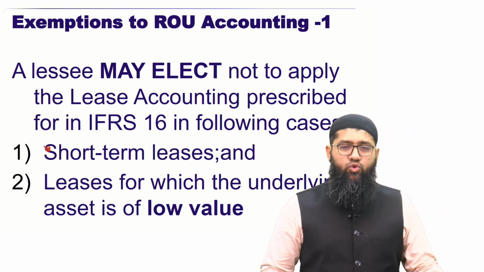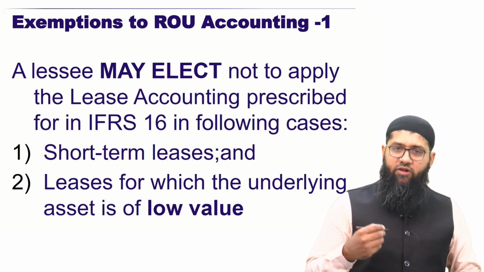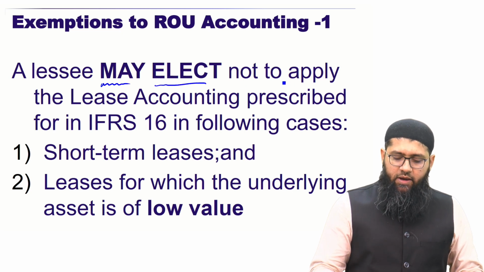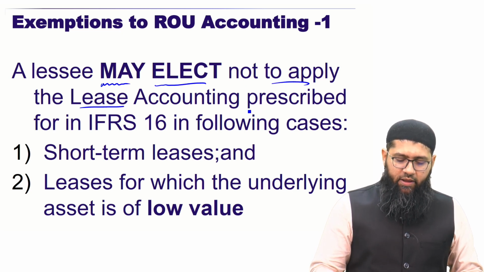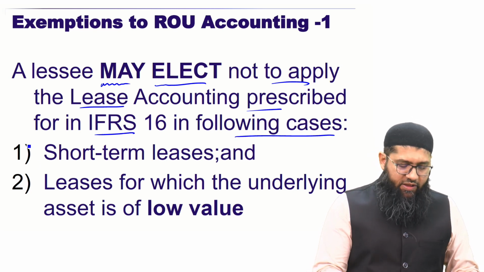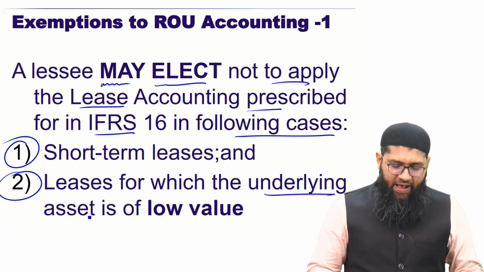Now what are those two areas where as a lessee you could skip this right-of-use asset accounting? So let me just guide you. It says a lessee may elect not to apply the lease accounting prescribed in IFRS 16 in the following cases. Number one is a short-term lease. The other one is leases for which the underlying asset is of low value.